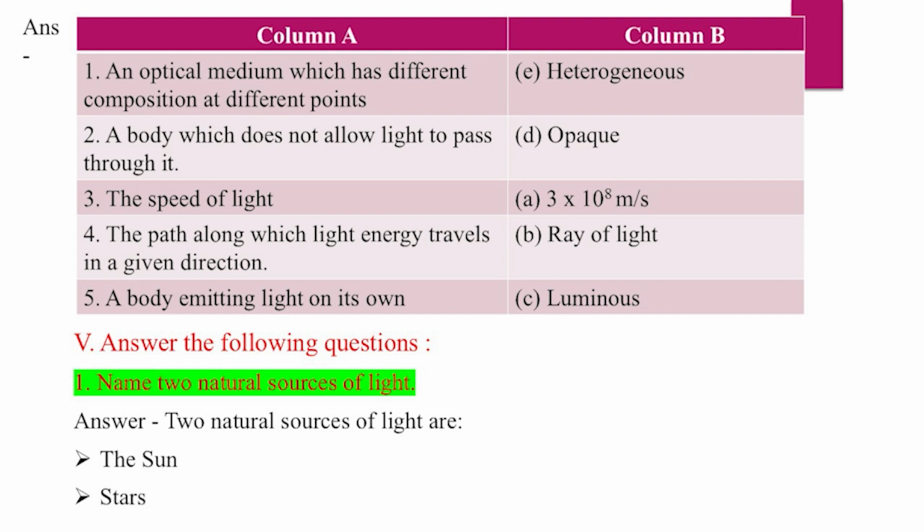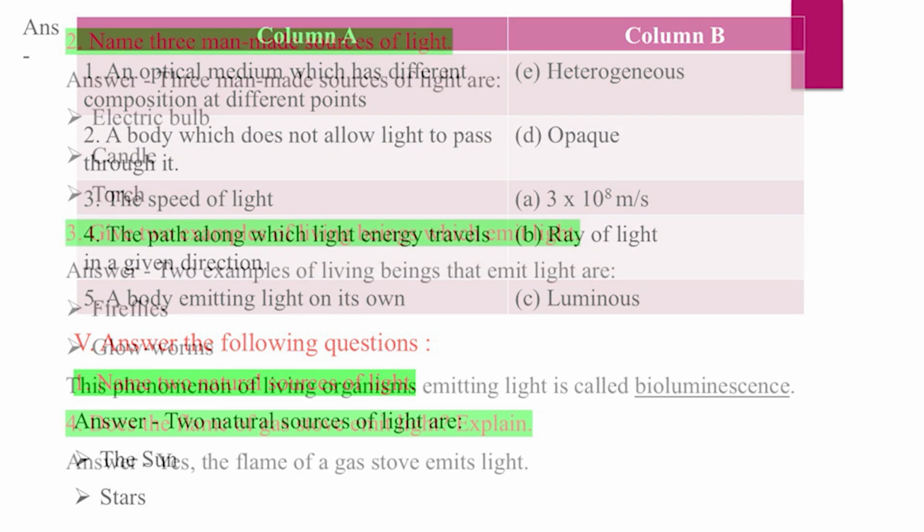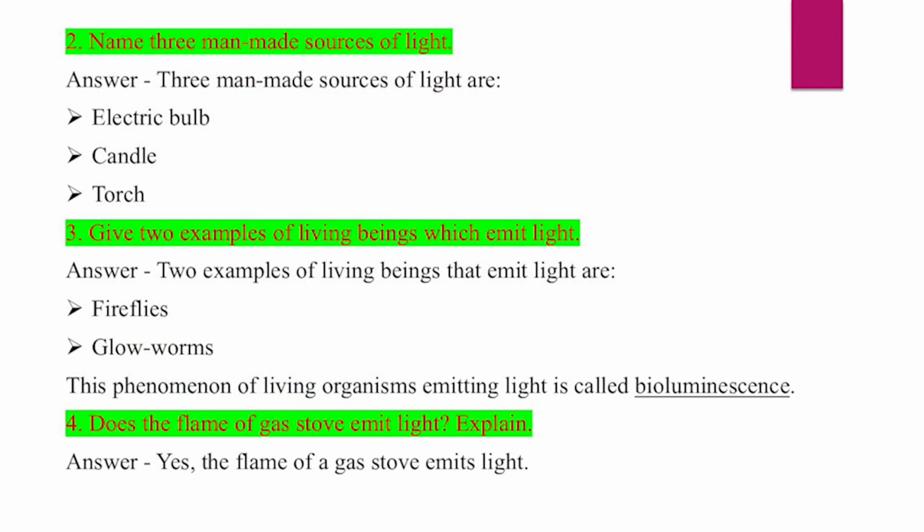V. Answer the following questions. 1. Name 2 natural sources of light. Answer: the sun, stars. 2. Name 3 man-made sources of light. Answer: electric bulb, candle, torch. 3. Give 2 examples of living beings which emit light. Answer: fireflies, glowworms. This phenomenon of living organisms emitting light is called bioluminescence.